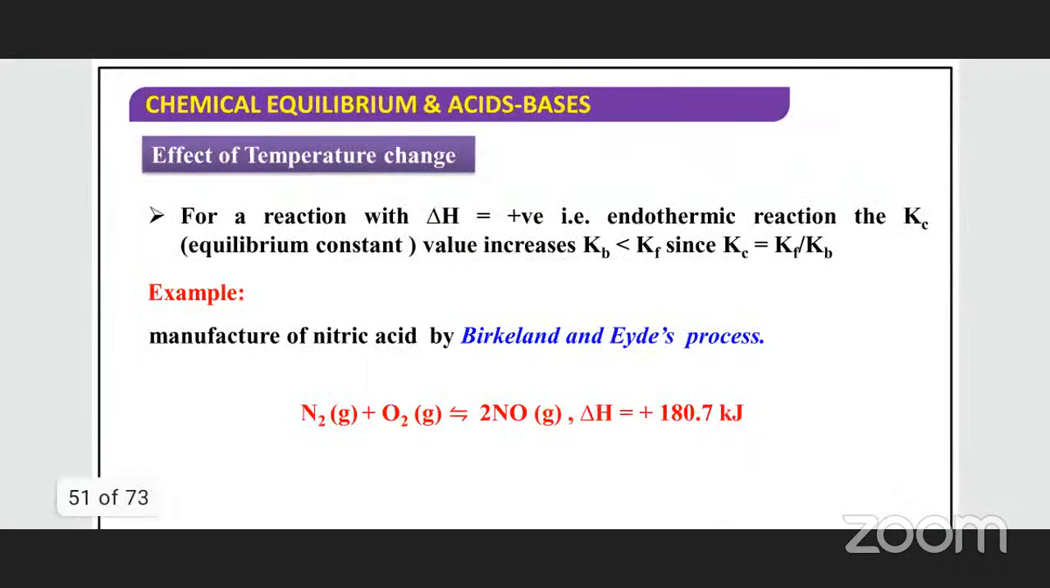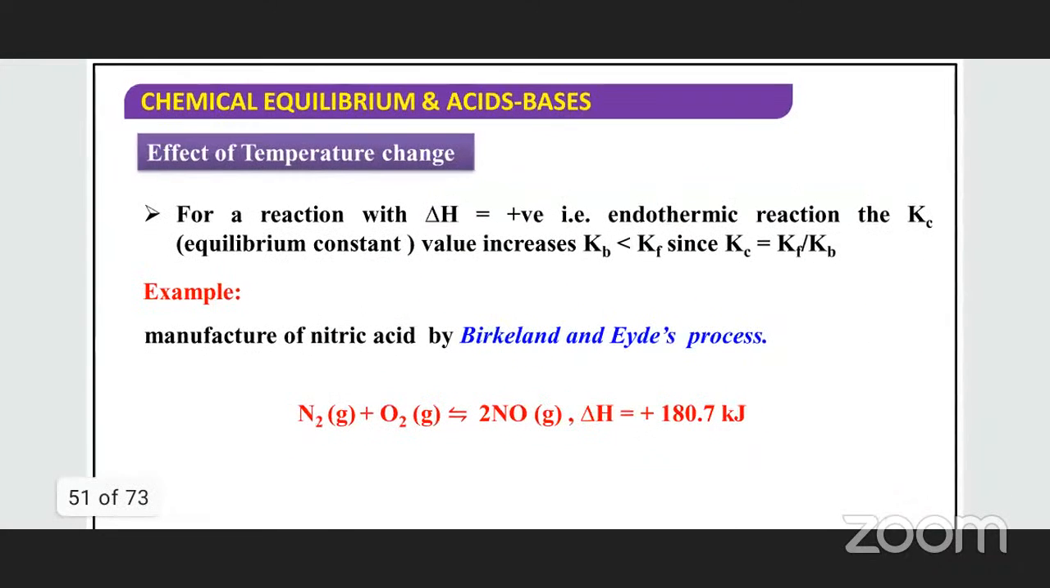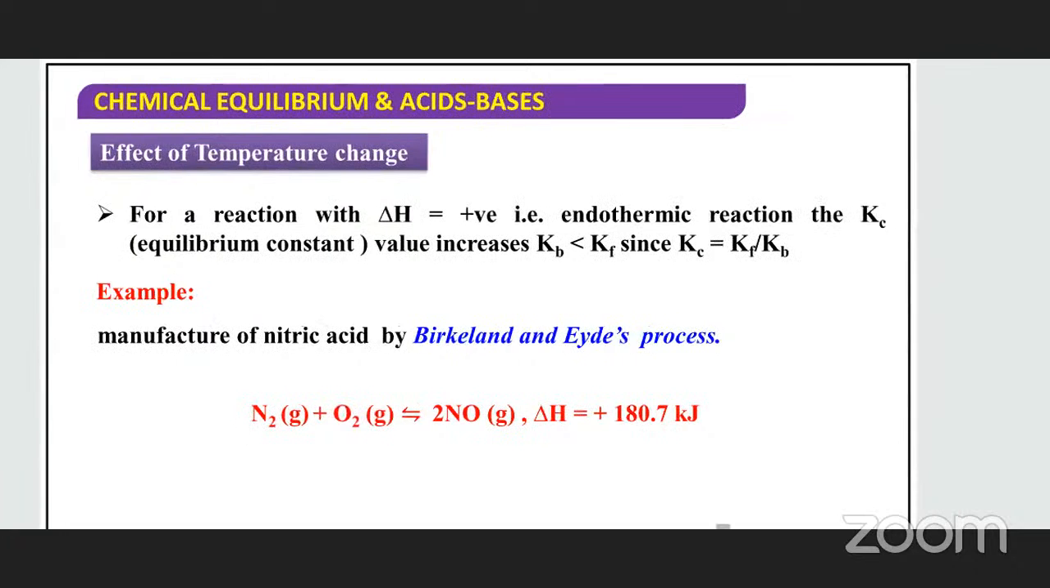Effect of temperature for a reaction with delta H value positive, an endothermic reaction, the Kc value increases. Kb is less than Kf. Therefore, Kc is equal to Kf by Kb. For example, manufacture of nitric oxide by the Birkeland-Eyde process. N2 plus O2 gives rise to 2NO. Delta H value is positive, plus 180 kilojoule per mole.